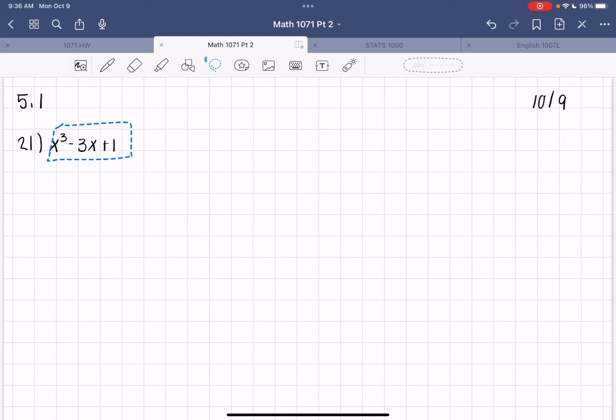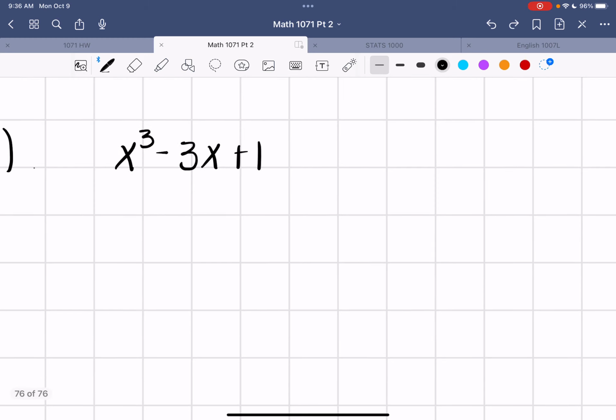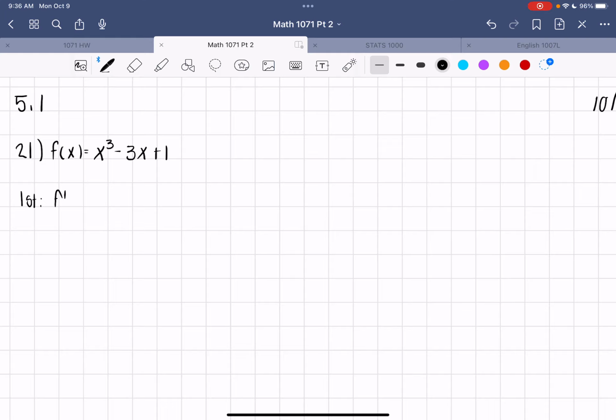So I'll draw my graph here. I'll wait a minute to scale my axes. How big does my y coordinate have to be? I don't know. I'll find out in a minute. Okay, so I want all of my first derivative information. So f prime is 3x squared minus 3. Okay. That makes a difference.